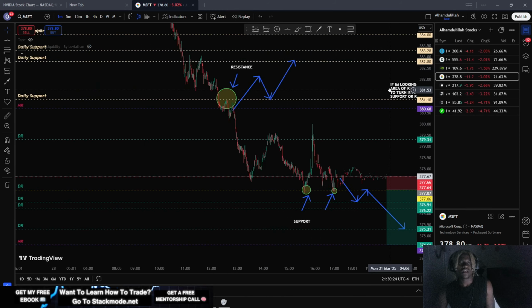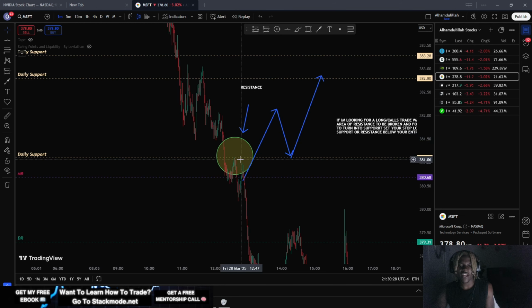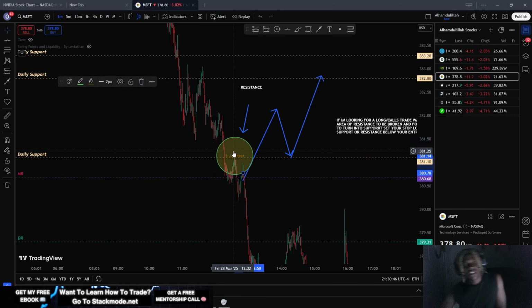Okay, so let's say our entry was right here, right? Let's say this area of resistance got broken, right? So we don't enter in here at the breakout because that's flawed. Price could easily break out one tick and then wick back. What we're going to do is wait for price to get above it, pull back down, and then take it back up. So boom. So let's talk about this here. So I'm going to wait for resistance to turn into support.